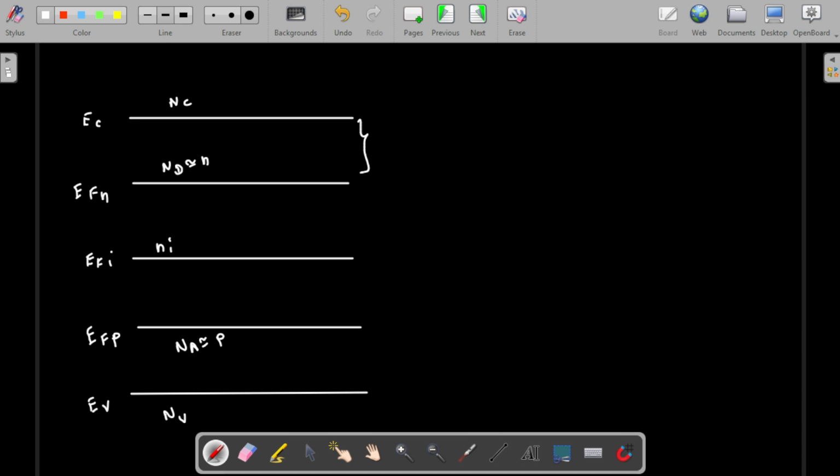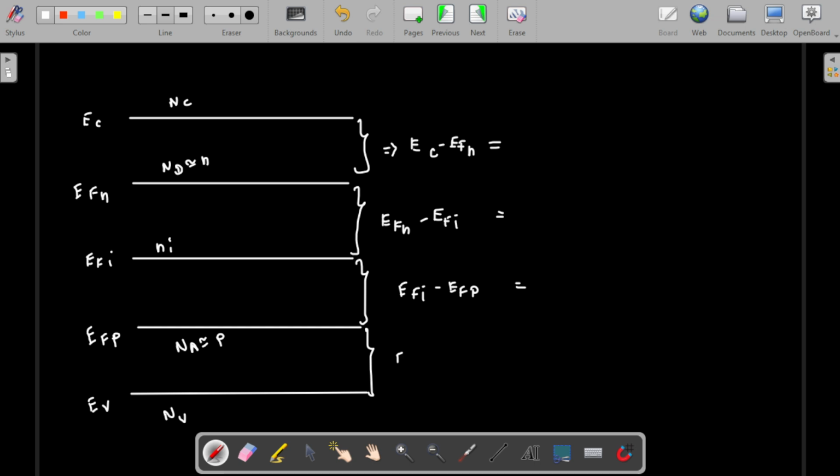So this distance is what? EC minus EFN. Try to answer it. I will fill it: EFN minus EFI. This distance is EFI minus EFP. So 4 distances we are getting. And EFP minus EV. Everything will be the same, KT, KT, KT, so we are clubbing.